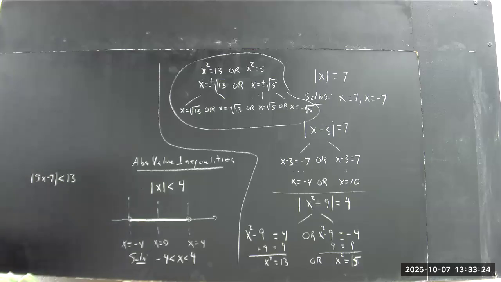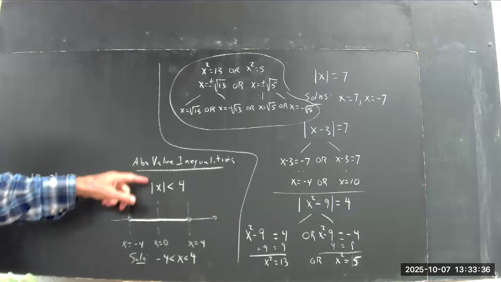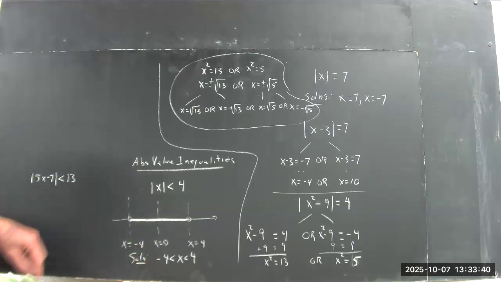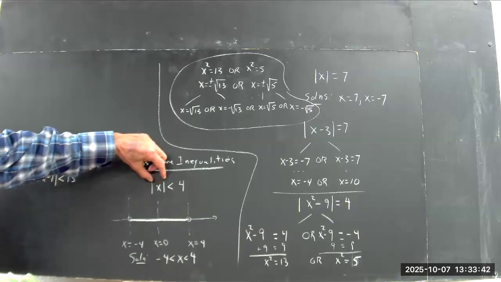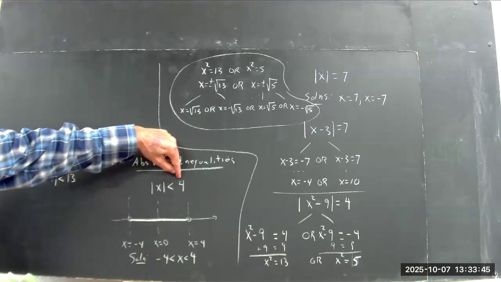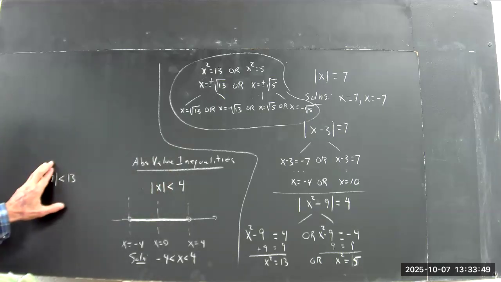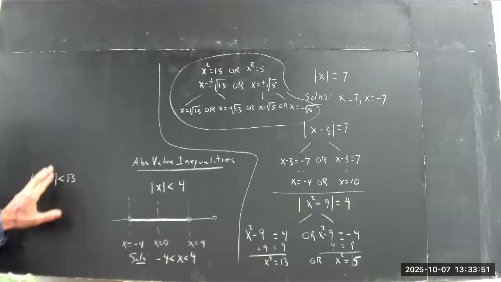Absolute value of 5x minus 7 less than 13. I'm just going to tell you what you do with that. You do the same thing that you did here. Whatever's inside of that absolute value sign has to be between -4 and 4. Whatever's in this absolute value sign has to be between -13 and 13.